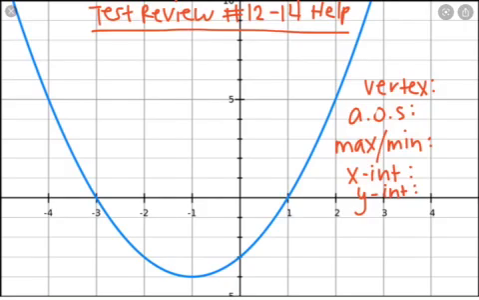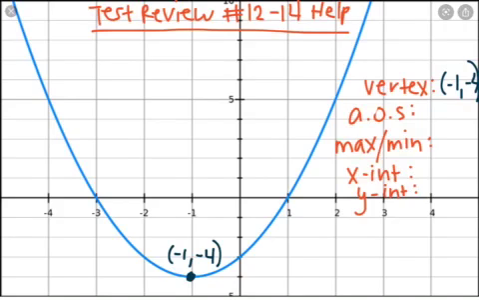So let's just start with the vertex. Remember, that's the highest point or the lowest point on your graph. And so that is right down here at the bottom. And that ordered pair, remember, we do x first and then y. So that ordered pair is -1, -4. So that is the ordered pair for my vertex, -1, -4.